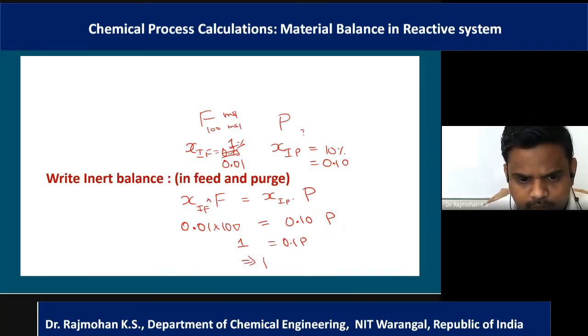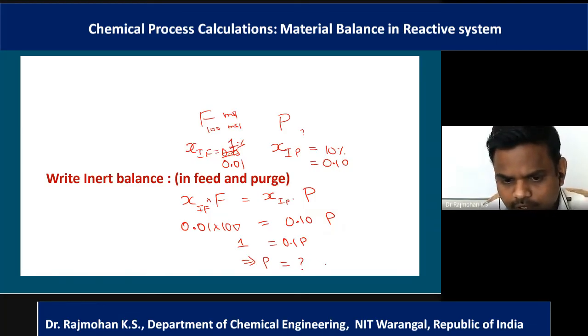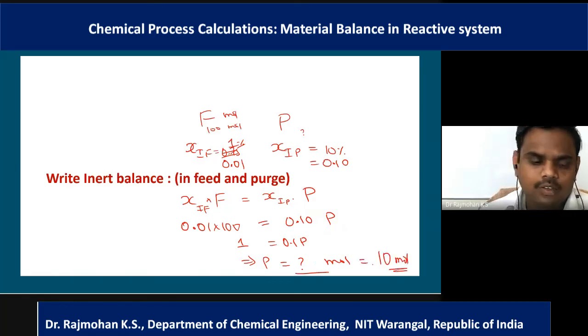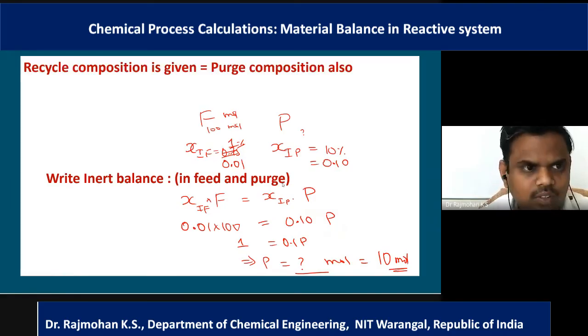Which will give us the P value. What is the P value? 1 by 0.10 is 10. So we get P as 10 moles. So we get the P value right now. Once we have the P value, we have its composition also, so we have determined P.